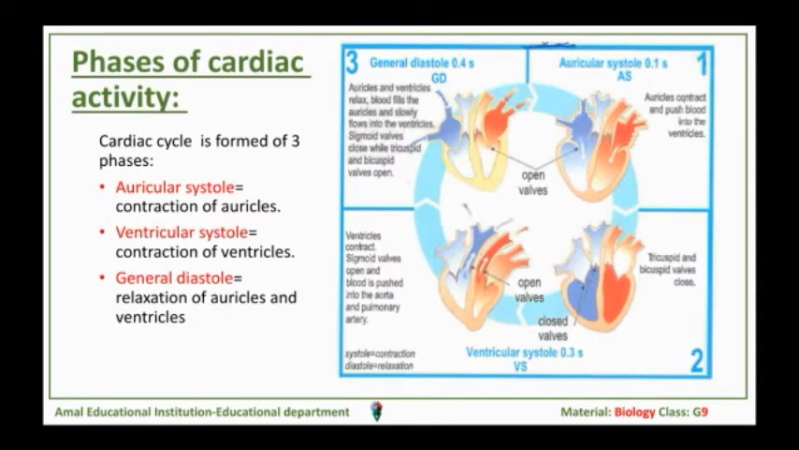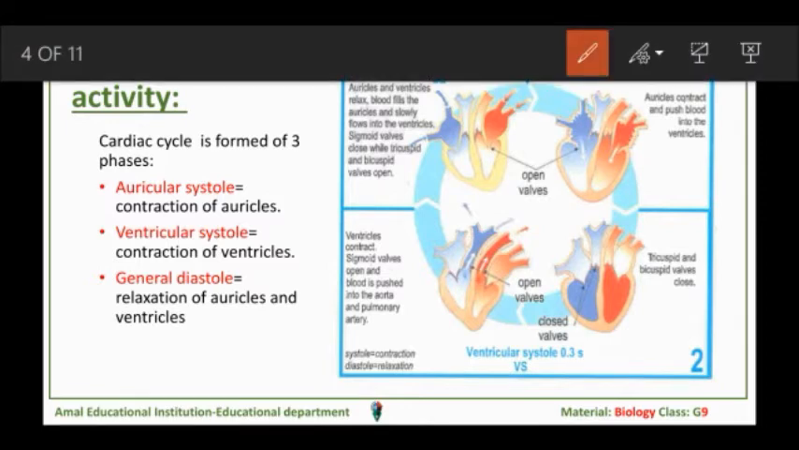See here the phases of cardiac activity. The activity that we saw before in the previous slide is going to be discovered here in this slide. The cardiac activity, or the cardiac cycle, is formed of 3 phases. The first one is called the auricular systole, coming from the auricles. In this phase, the auricles contract. These are the 2 auricles. They contract at the same time and push the blood toward the ventricles.